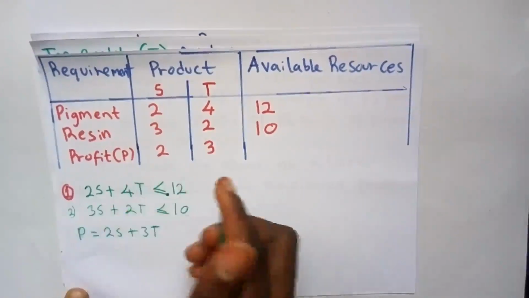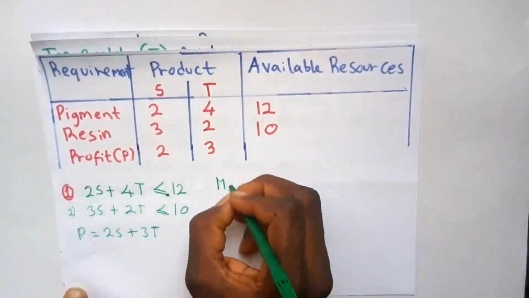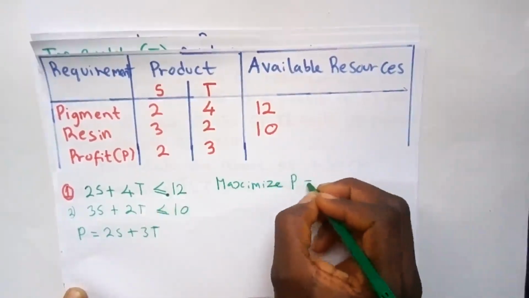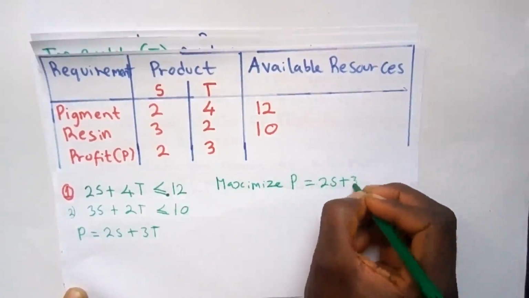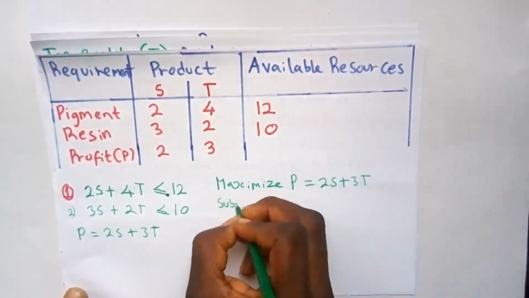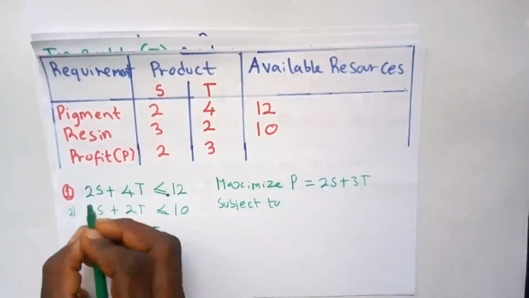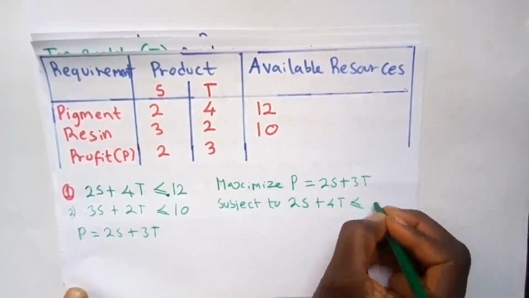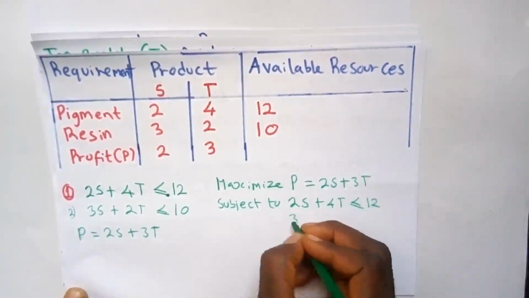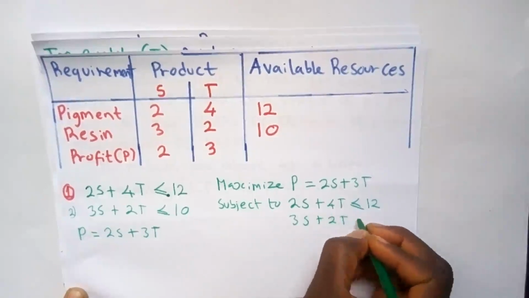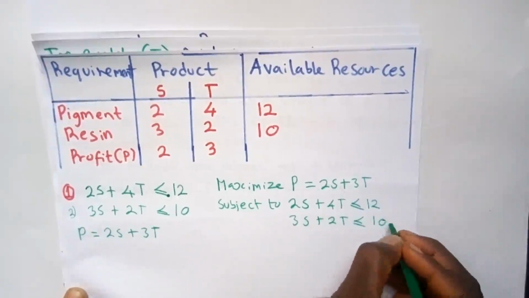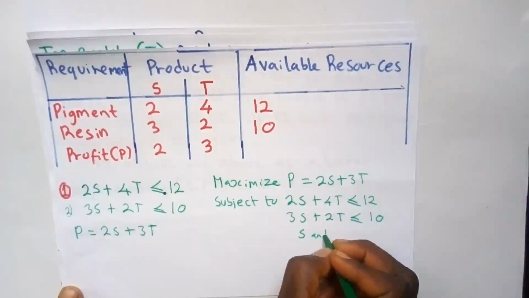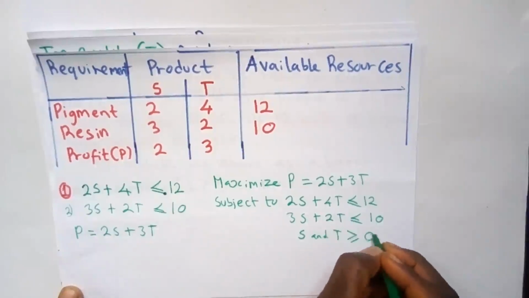So we can say that, let's write this in this format. The equation can be like this: maximize P, which is the objective function, equals 2S plus 3T, subject to the first constraint, 2S plus 4T is less than or equal to 12, and 3S plus 2T is less than or equal to 10. Don't forget your non-negative restrictions: S and T are greater than or equal to 0.